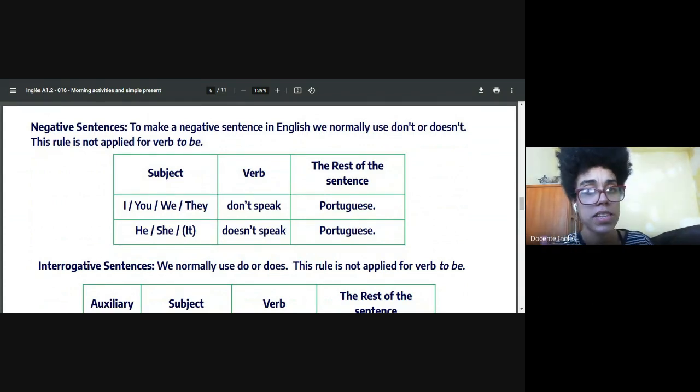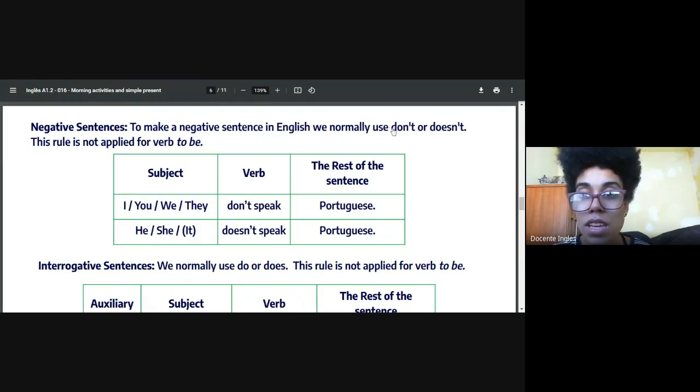So pay attention. It's a lot, I know, but it's not complicated. You just need practice. So, negative sentences. To make a negative sentence in English, we normally use don't or doesn't. And why don't or doesn't? Remember that in the affirmative, we add s, es, ies to the verbs. In the negative, he, she, and it, we're not going to use don't. No, we are going to use doesn't.